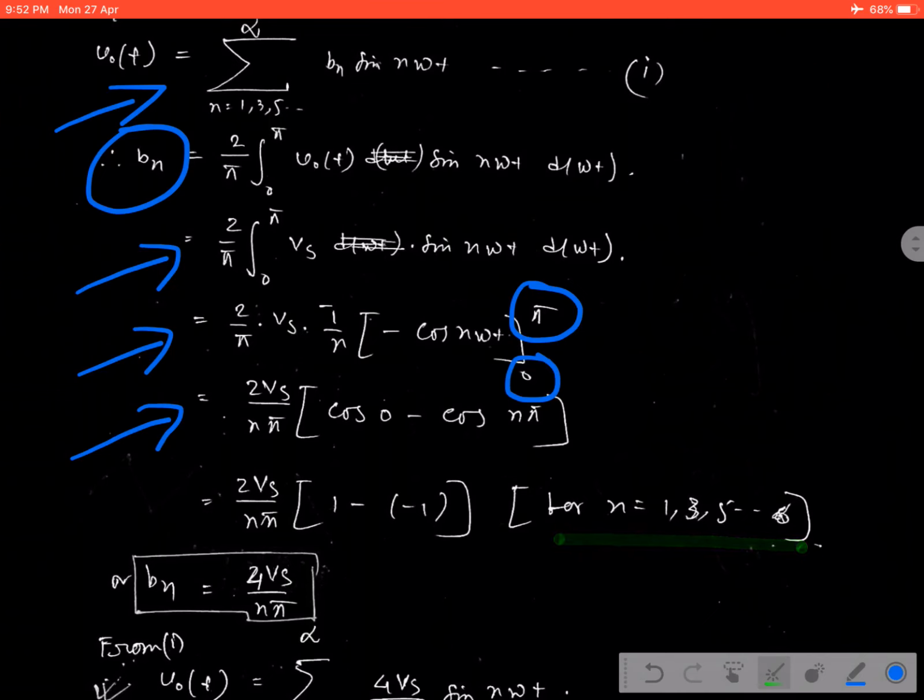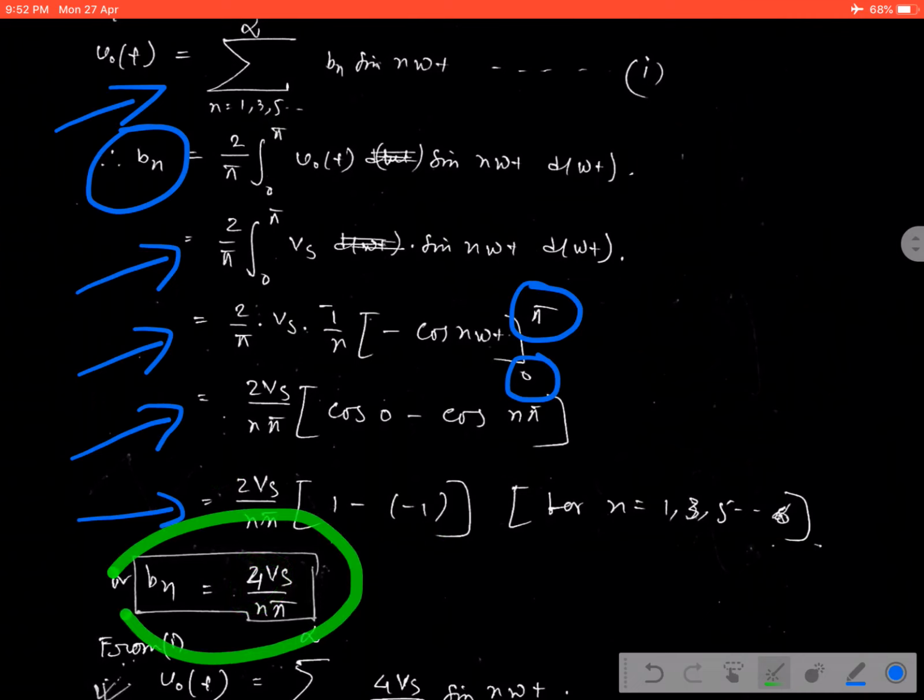That is why if we put n equal to 1, 3, 5, in all the cases, cos pi, cos 3 pi, cos 5 pi will give you minus 1. That is why the expression is defined by 2 Vs by n pi times 1 minus of minus 1, which will give you 2, and multiplied by 2, that gives you 4. So this is the coefficient defined by this expression, Bn equal to 4 Vs by n pi.